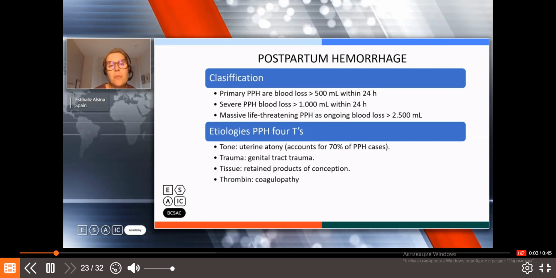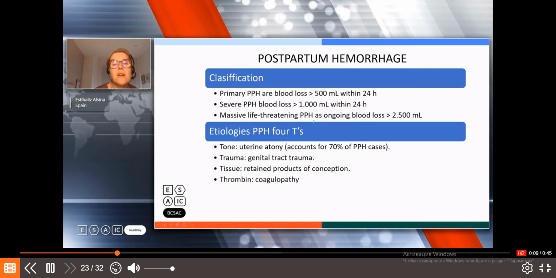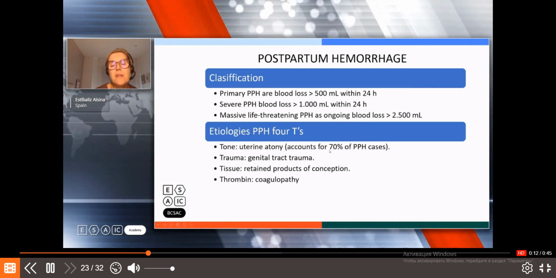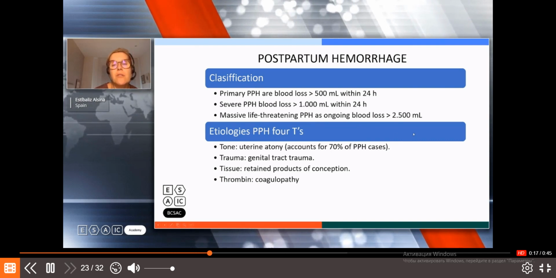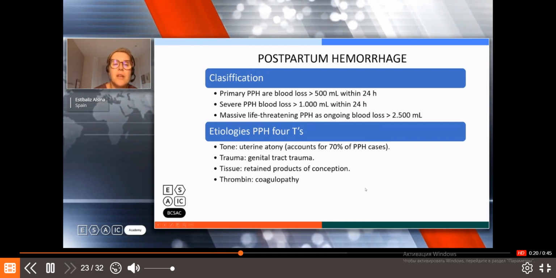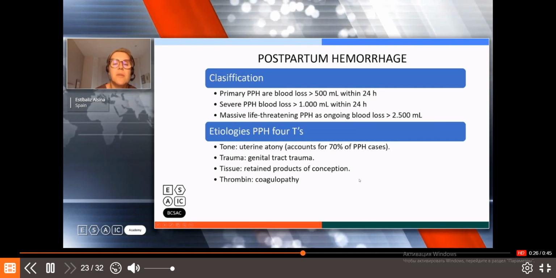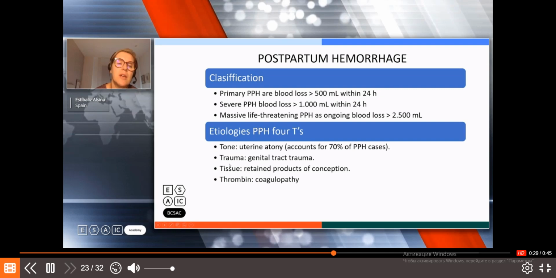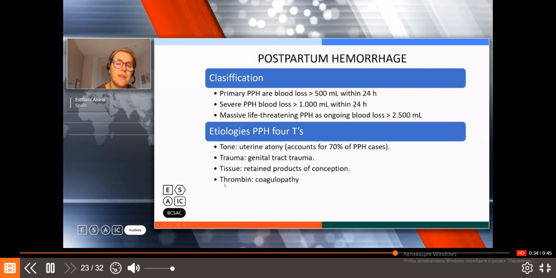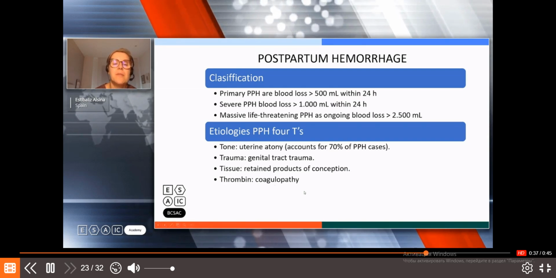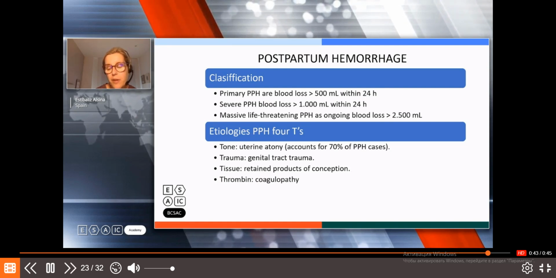The next complication of the labor is the postpartum hemorrhage. It is considered severe when it's over 1,000 milliliters in 24 hours, and it's massive when it's over 2,500. The etiologies, you have to remember the 4 T's. Tone, atony is 70% of cases. Trauma during the labor. Tissue, retained products of placenta. And thrombin, coagulopathy. The DIC that goes with, for example, the HELLP syndrome.